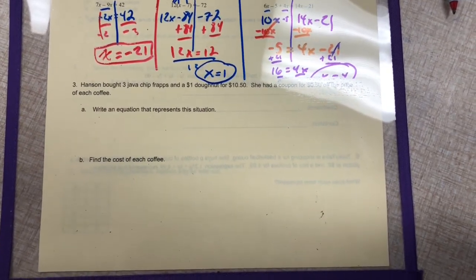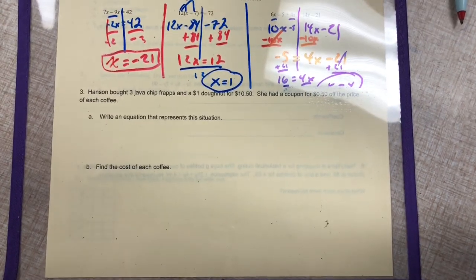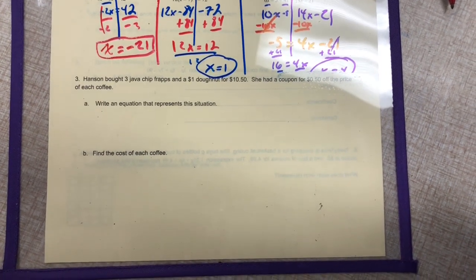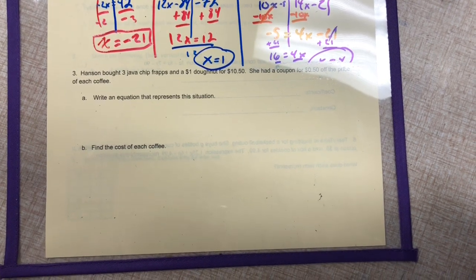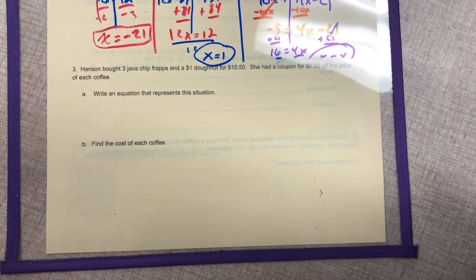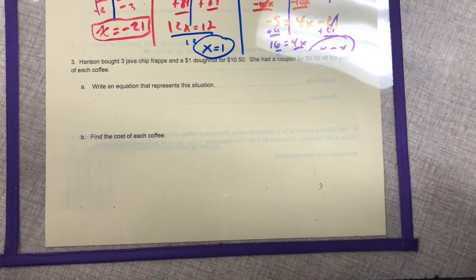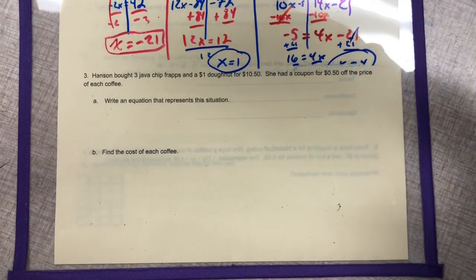So Starbucks, I usually get the Java chip frap, but you add white mocha, almond milk, no whip. And a $1 donut. It's really, I haven't really had a good vegan donut in a minute. For $10.50. Look at that. Clearly copy clipped this. Oh, that was my sister. Had a coupon for 50 cents off of the price of each coffee.